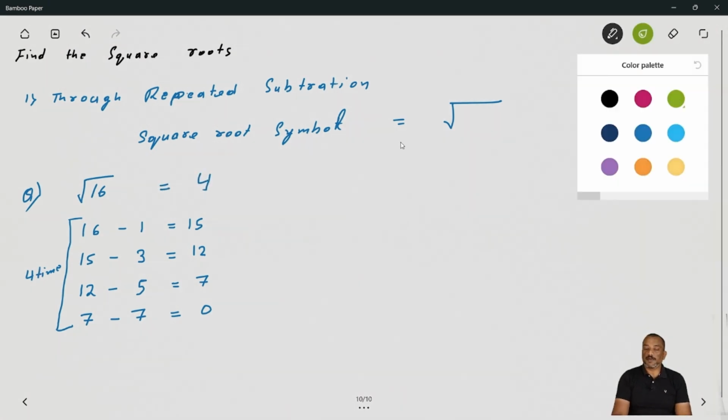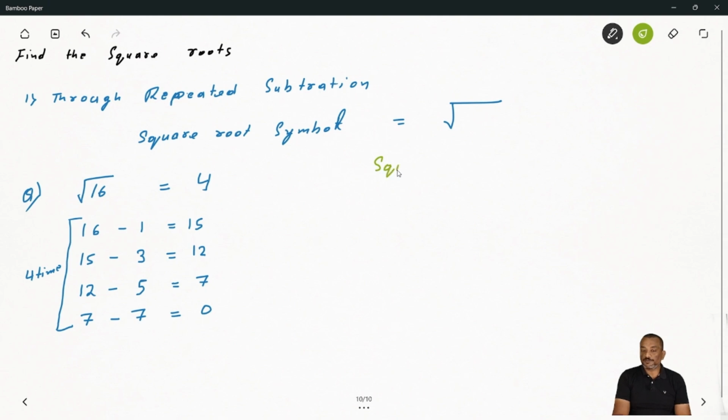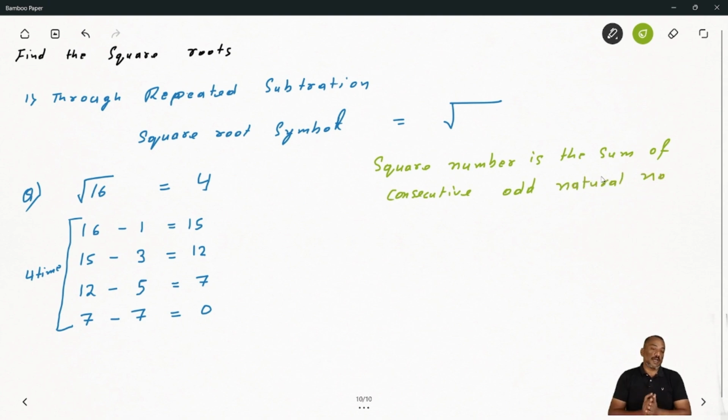You can understand a square number is the sum of consecutive odd natural numbers. Hope you got it. Due to that, we are using this method. In the same way, we can go with the second number.